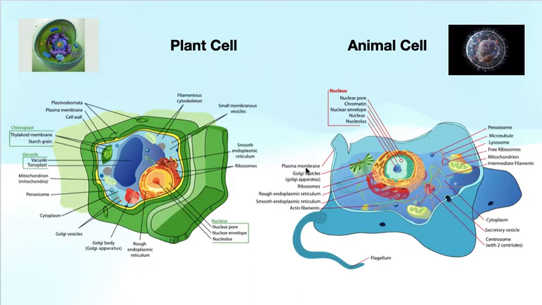Coming to the animal cell, again the nucleus, you have rough and smooth endoplasmic reticulum, plasma membrane, Golgi vesicles, ribosomes, mitochondria, peroxisomes, microtubules, lysosomes, intermediate filaments, and you can see the flagellum, which is sometimes present in some types of animal cells.